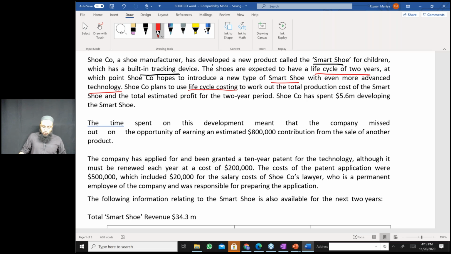To work out the total production cost of smart shoe and total estimated profit for the 2 year period. Shoe company has spent 5.6 million developing the smart shoe. The time spent on this development meant that the company missed out on the opportunity of earning an estimated 800,000 contribution from the sale of another product. So tell me guys, is this 800,000 right now important for life cycle costing?